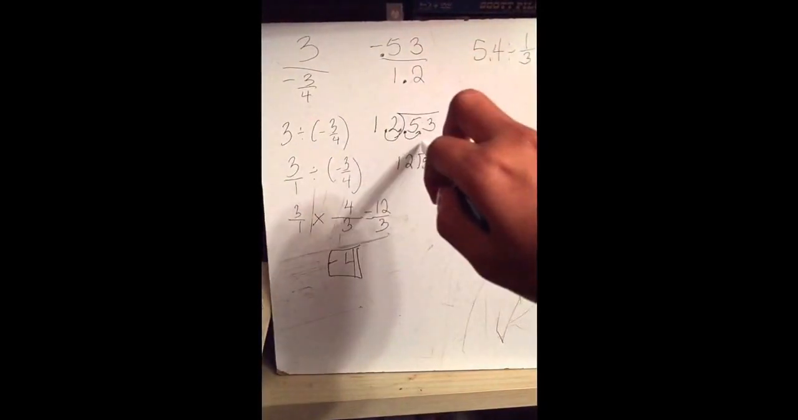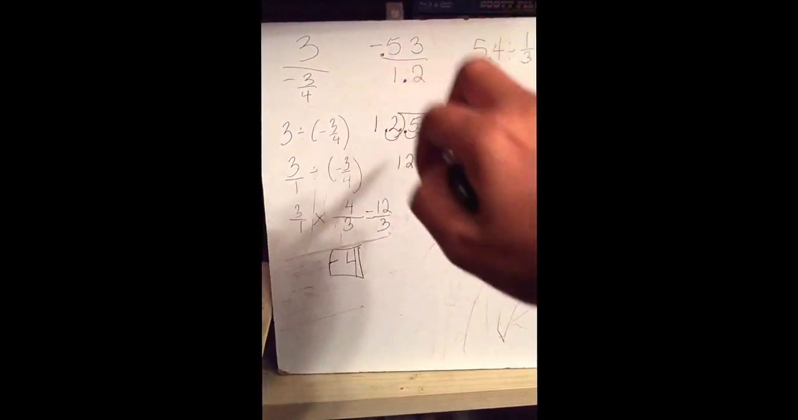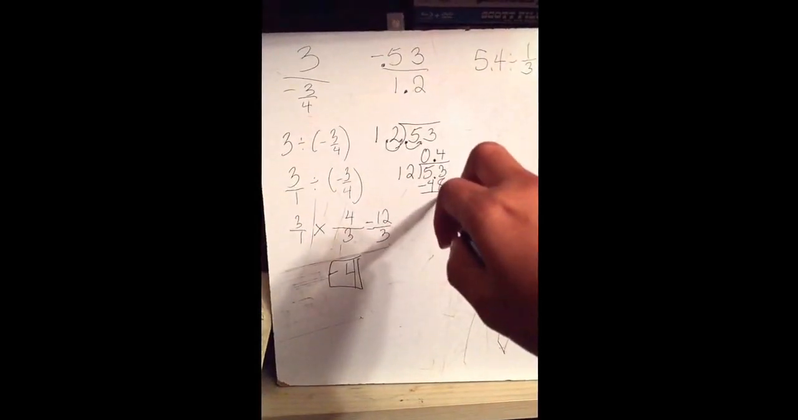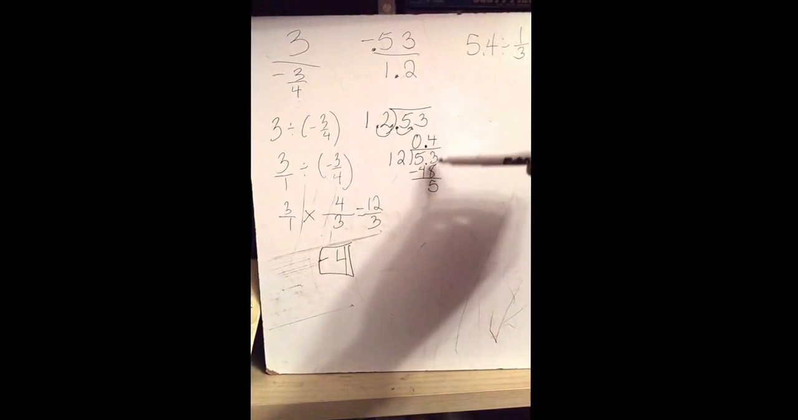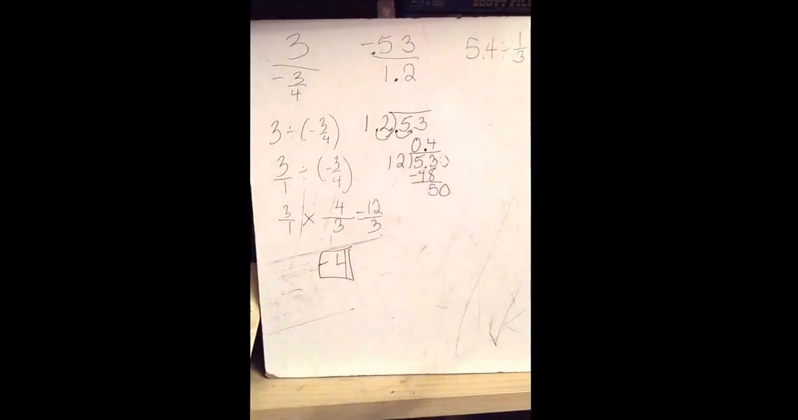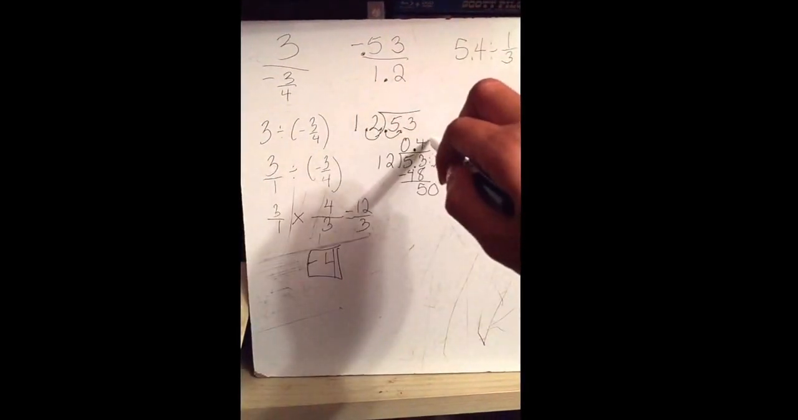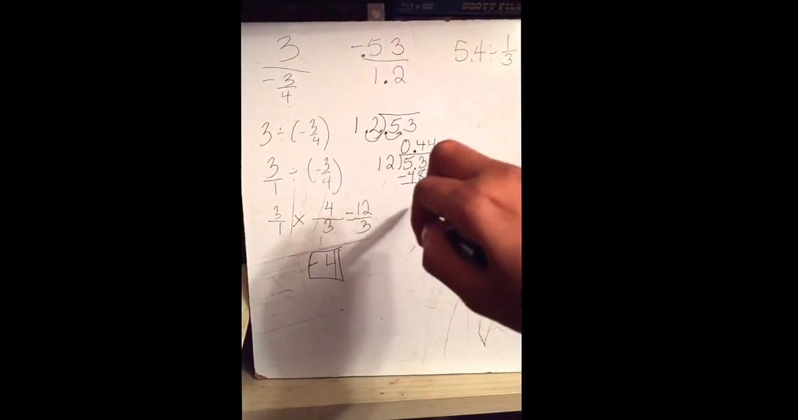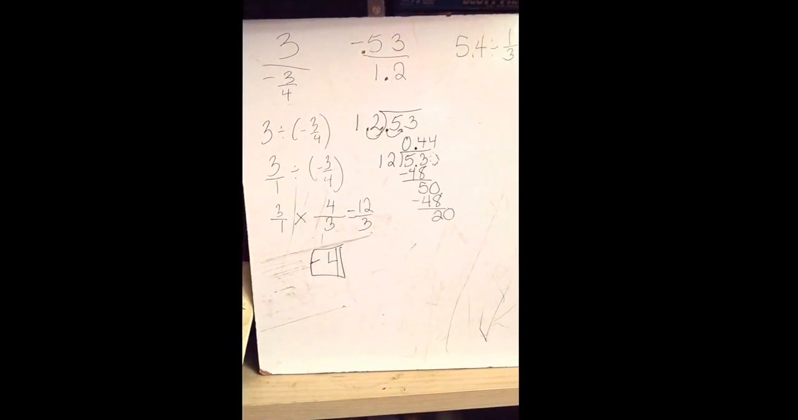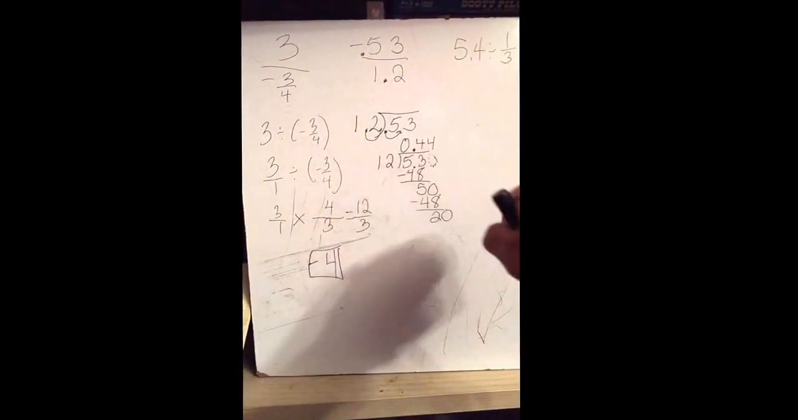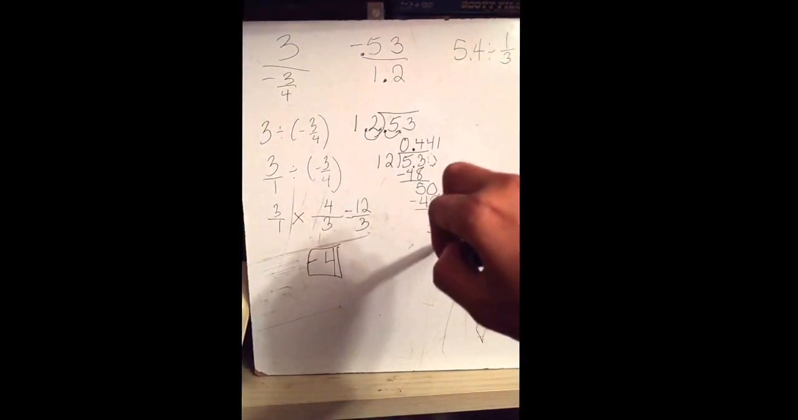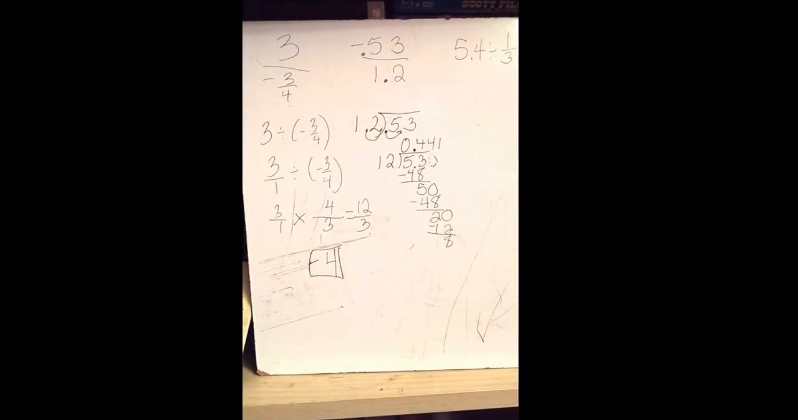12 cannot go into 5, so let's put a 0. But it does go into 53 4 times, making 48. Remainder 5. And I can keep on adding zeros now. There's an imaginary 0 here, but it means I can keep adding a 0 there. 12 goes into 50 another 4 times, that makes 48. Remainder 2, and again I can drop another imaginary 0 because we divide to the thousandths place, or 3 numbers after the decimal, and 12 goes into 20 once. And I don't worry about this anymore. But my number now becomes 441 thousandths.